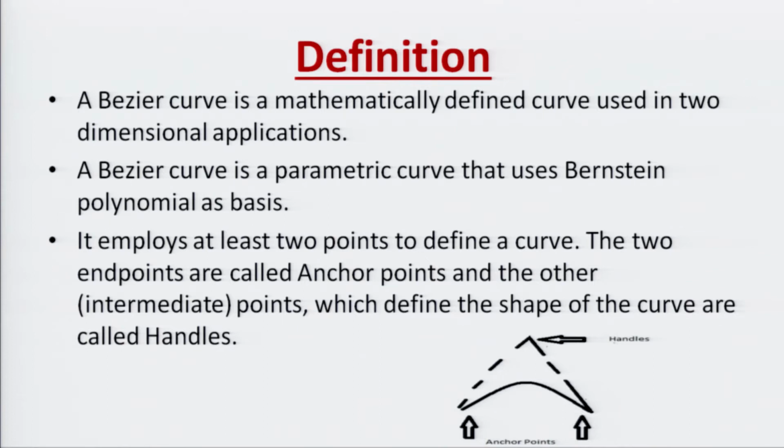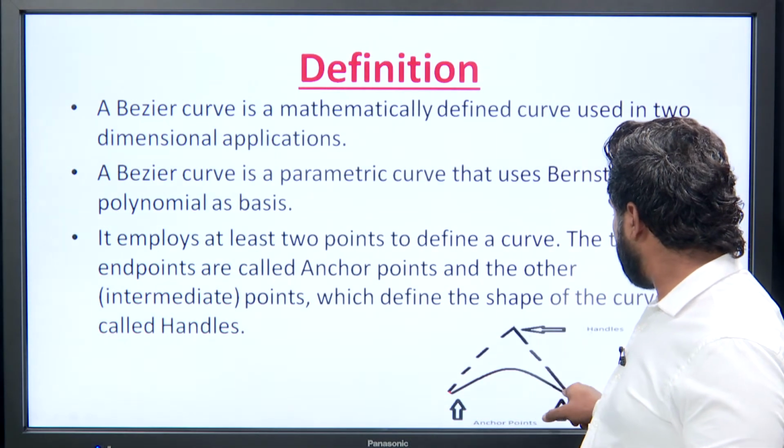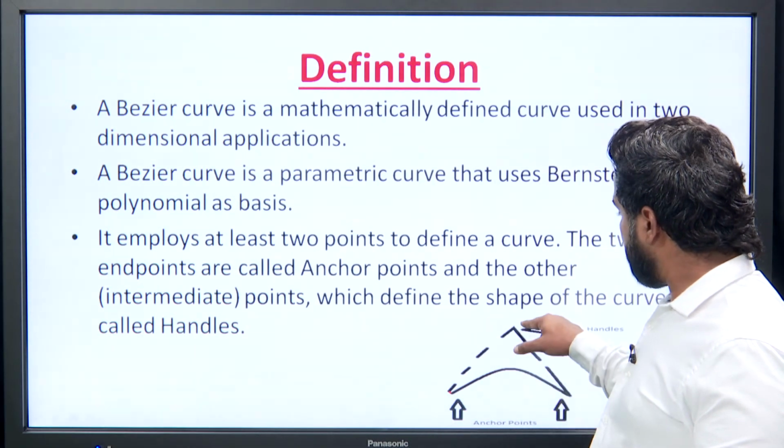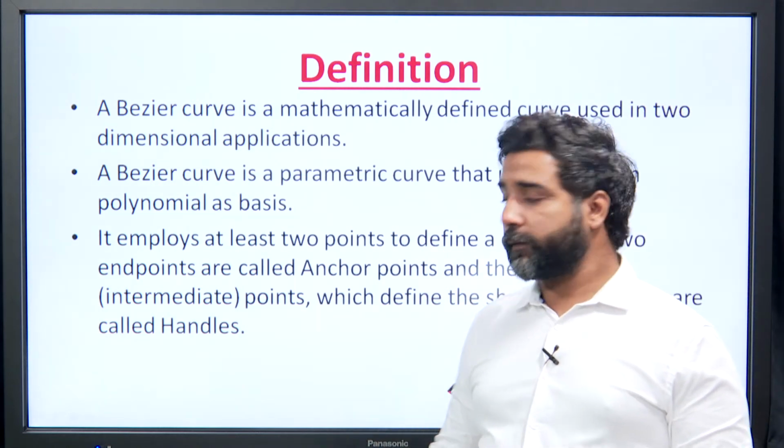The 2 end points are called anchor points, and the other intermediate points which define the shape of the curve are called handles. Here it means that, as we see in the figure, this is a Bezier curve and it has 3 control points. We can see the 2 endpoints are called anchor points, and this point is called the handle, which is responsible for the shape of the Bezier curve.